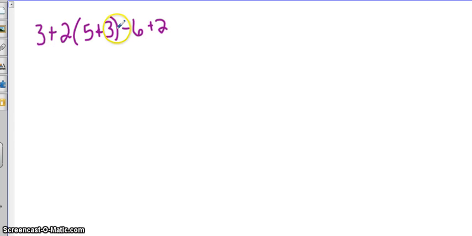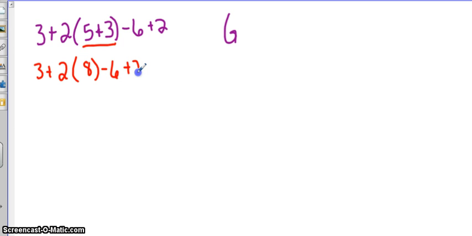So let's take a look at this problem here. We have 3 plus 2 times the quantity of 5 plus 3, minus 6 plus 2. So we're going to start by identifying everything in the grouping symbols. Okay, so we got 5 plus 3 inside the group. We're going to underline it, and then we rewrite everything, and we're going to solve the 5 plus 3, which is 8, minus 6 plus 2. Okay, then we're going to look for exponents. Okay, there are no exponents.